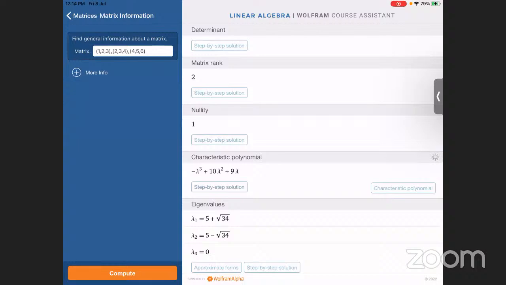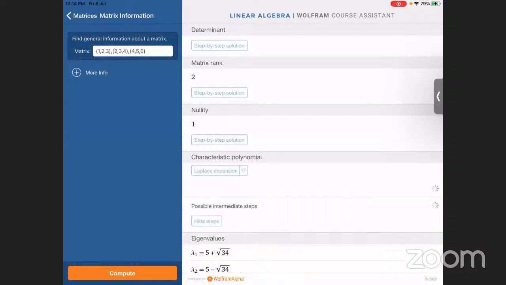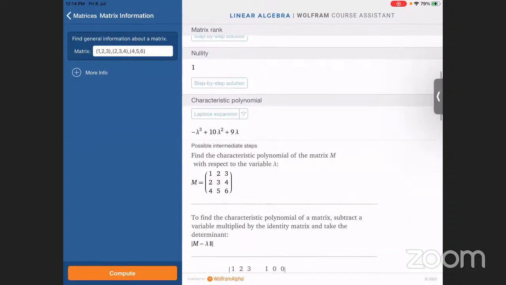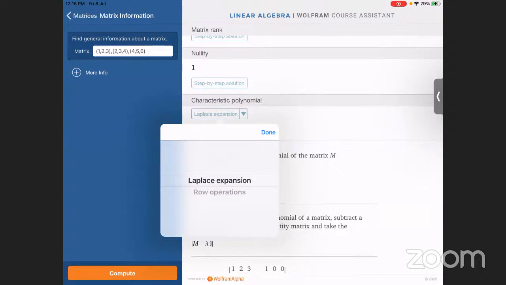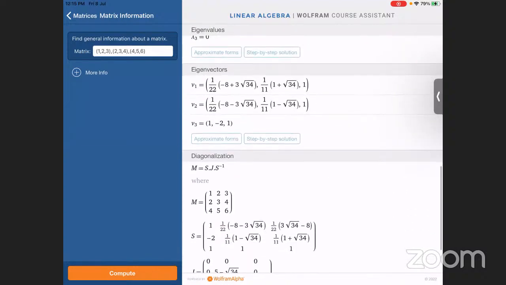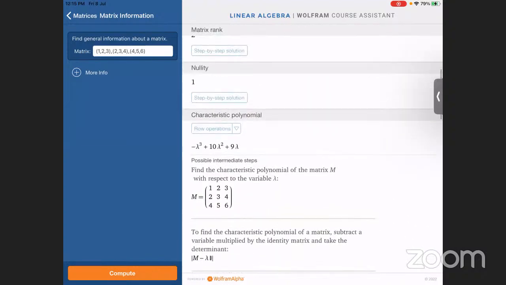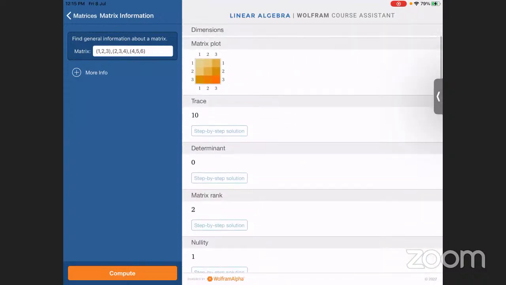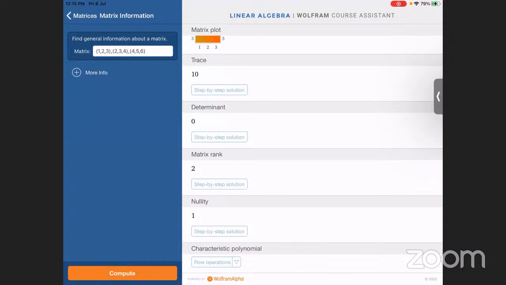This characteristic problem can also be obtained by using a step-by-step solution. See here, when you look at this particular app, Laplace expansion is one method, row operations is another method. By using row operations also, you can find this. So all these things can be had very easily by using these course assistants, which can be used in the classroom.